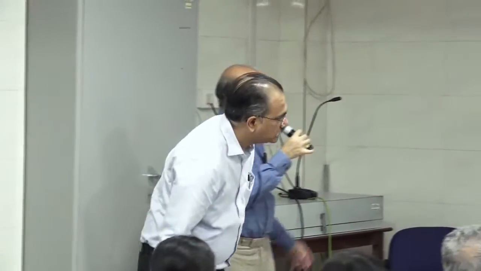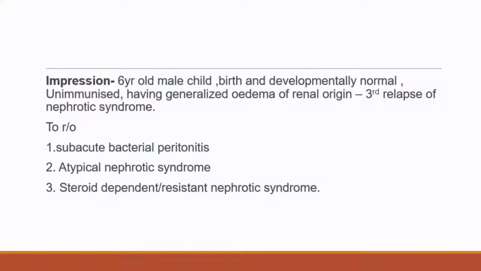Okay, so now at the end of this, what is your impression? So at the end, the patient is a 6-year-old male child, normal by birth and development, unimmunized, having generalized edema of renal origin, third relapse of nephrotic syndrome, to rule out subacute bacterial peritonitis, atypical nephrotic syndrome, steroid dependent or resistant nephrotic syndrome. I want you all to debate each differential. So first one is to rule out subacute bacterial peritonitis. Why do you think that is valid, or you think it's not valid?